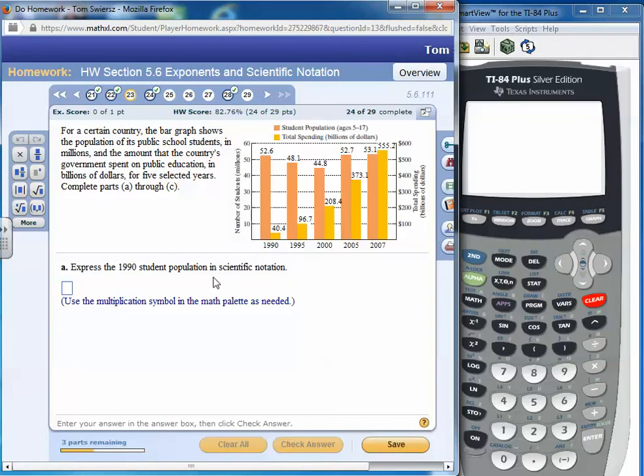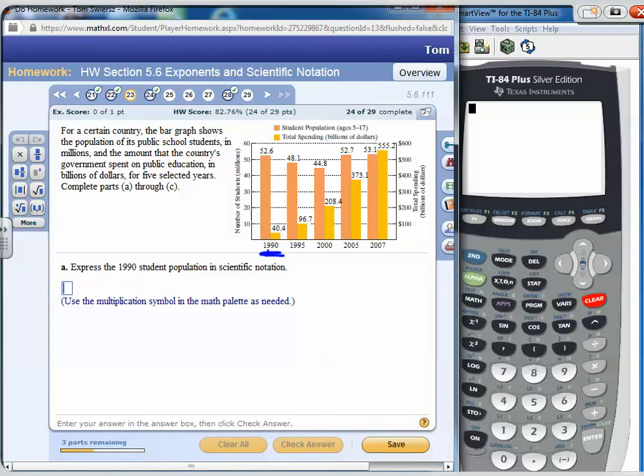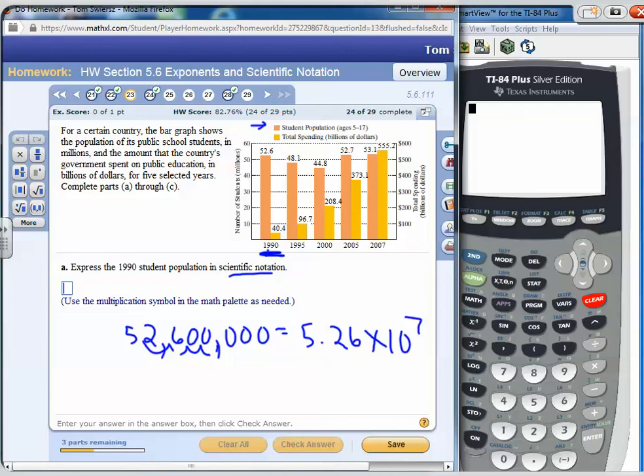Problem number 3. Express the 1990 student population in scientific notation. Okay, so in 1990, here's our 1990, right? Student population is in the darker orange. It's 52.6 million. So that'd be 52,600,000. So in scientific notation, it would be over 1, 2, 3, 4, 5, 6, 7. So 5.26 times 10 to the 7th. Okay, so let's put that in.